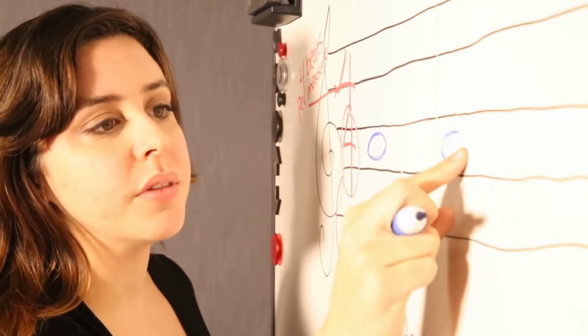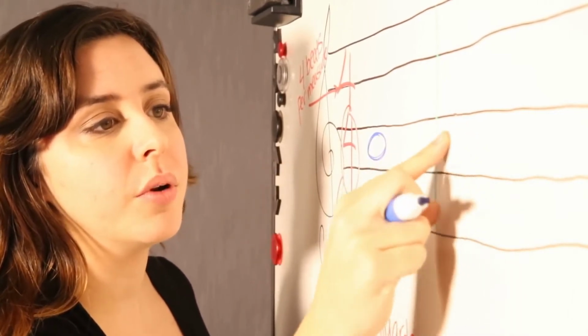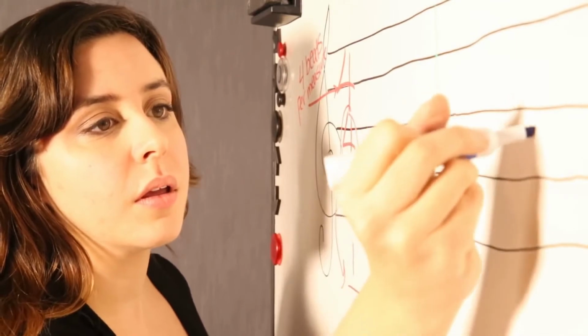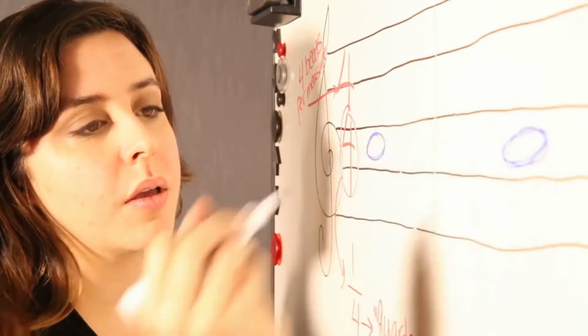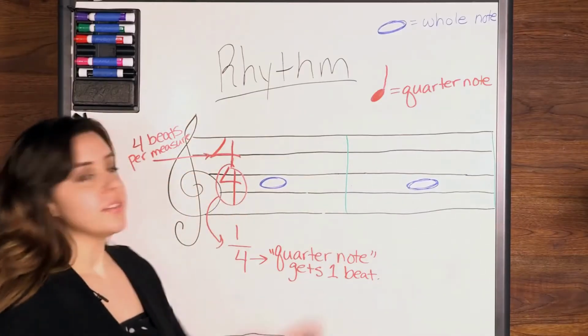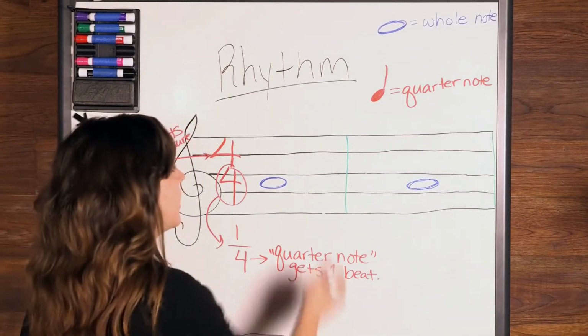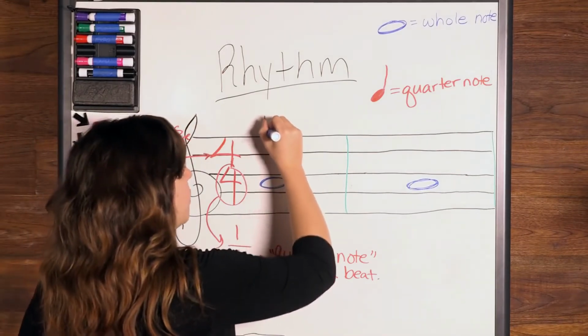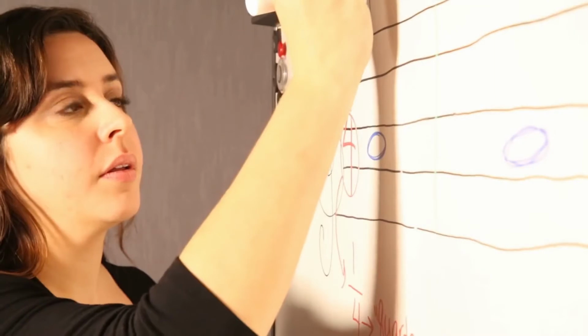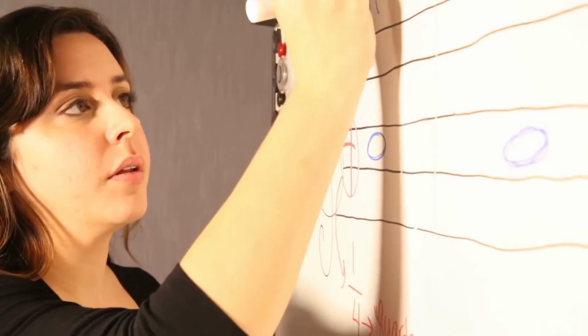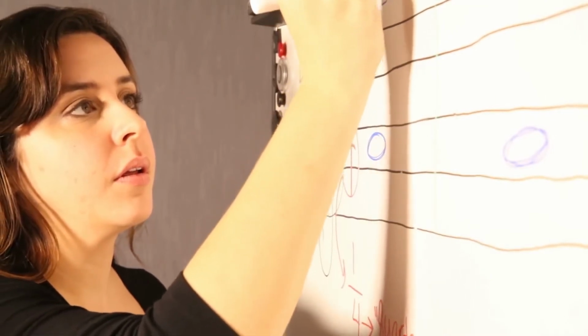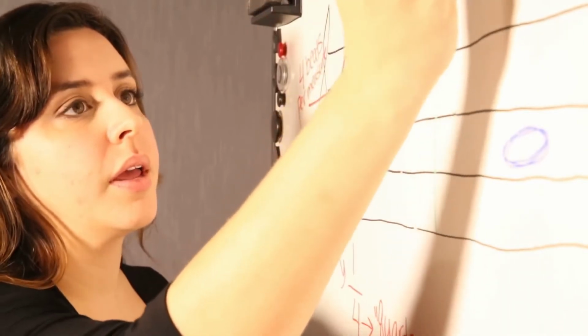So typically it's more in the center, so I'll just go ahead and draw it more in the center. And that's all it looks like. And it is counted as 1.